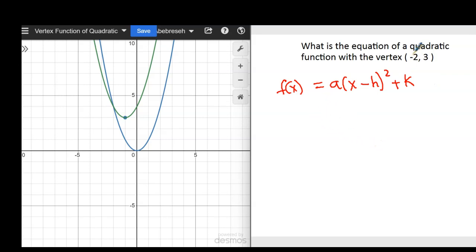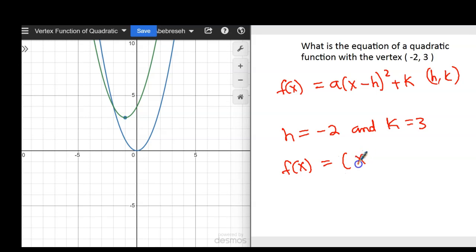So here we got a point, and remember, this is a point. The point is h and k. So here h is equal to -2, and k is equal to 3. So therefore, as we are writing our function, here they didn't give us any information about the a, so a is going to be 1, so we just forget about it.